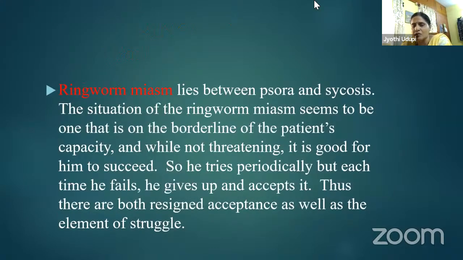Ringworm miasm lies between sycosis and psora... between psora and sycosis. The situation of the ringworm miasm seems to be one that is on the borderline of the patient's capacity, and while not threatening, it is good for him to succeed. So he tries periodically, but each time he fails. He gives up and accepts it. Thus, there is both resigned acceptance as well as the element of struggle. Miasm is something not very well taught in our schools and colleges. So many people are not even aware that there are 10 miasms nowadays.